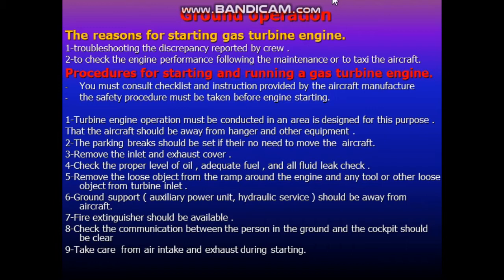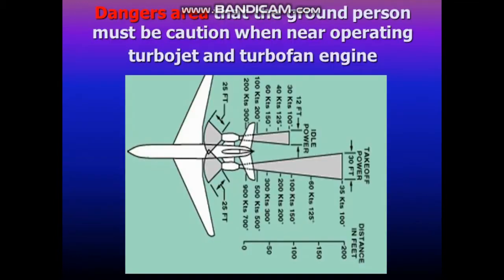And we have the danger areas that you have to stay away from during starting the engine. The dangerous area that the ground person must be cautioned about when near an operating turbojet or turbofan engine, as we see here in this figure: you have to avoid the inlet by 25 feet. What about the exhaust? From the exhaust during idle power, you have to be 12 feet away. But if the power is for takeoff, you have to be 30 feet away.